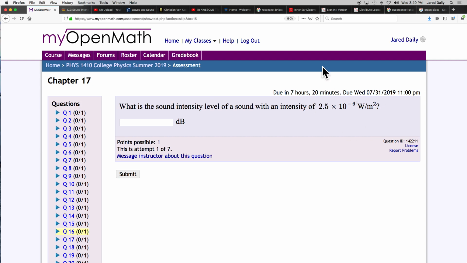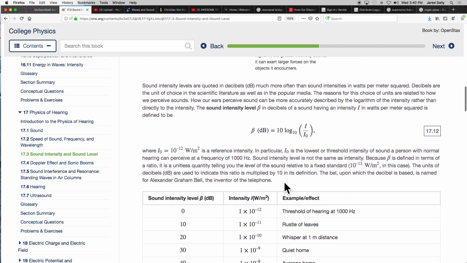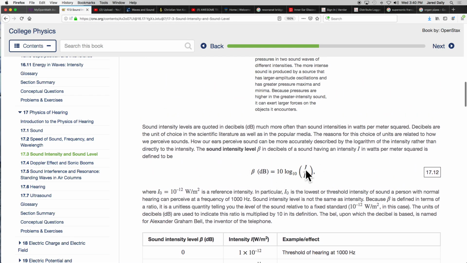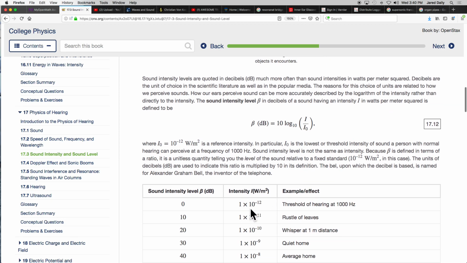But you're going to take this number and you're going to plug it into this equation right here for I. So you plug 2.5 times 10 to the minus 6 in for I. I0 is this number right here, 1 times 10 to the minus 12. So you plug in 2.5 times 10 to the minus 6, divide it by 1 times 10 to the minus 12, take the log base 10 of it on your calculator, multiply it by 10, and that will give you your decibel.